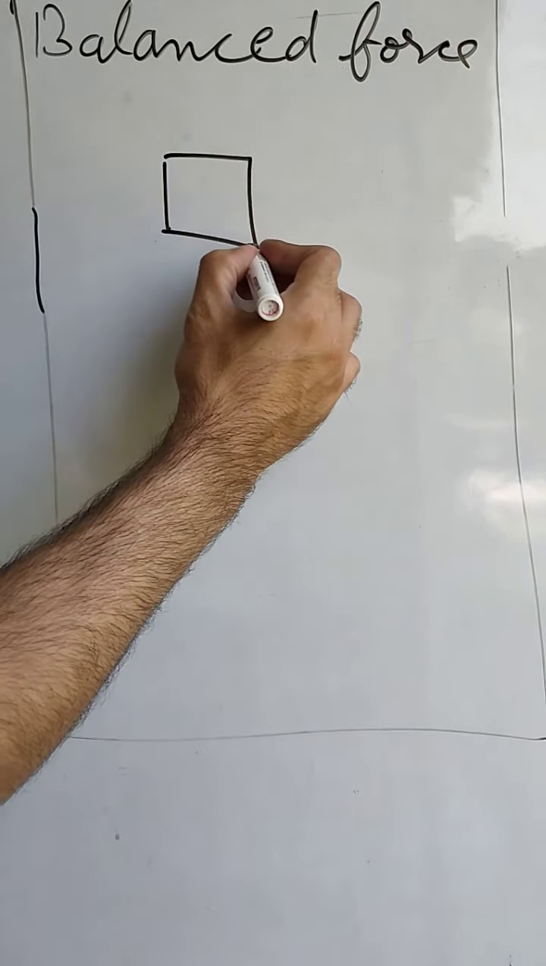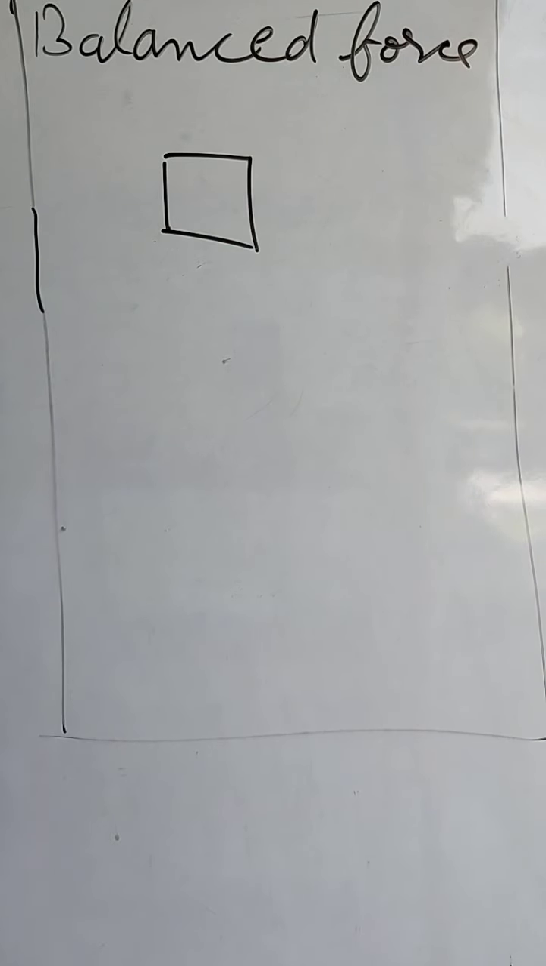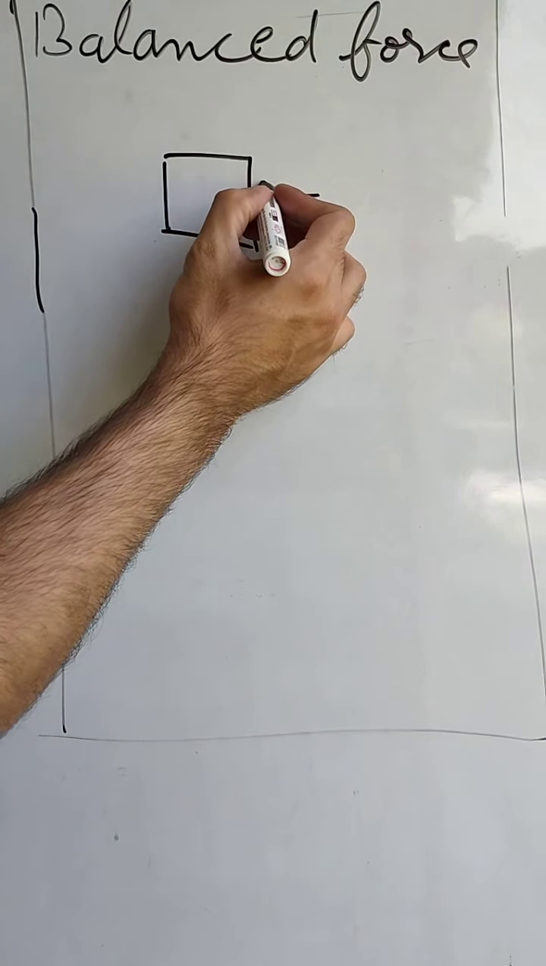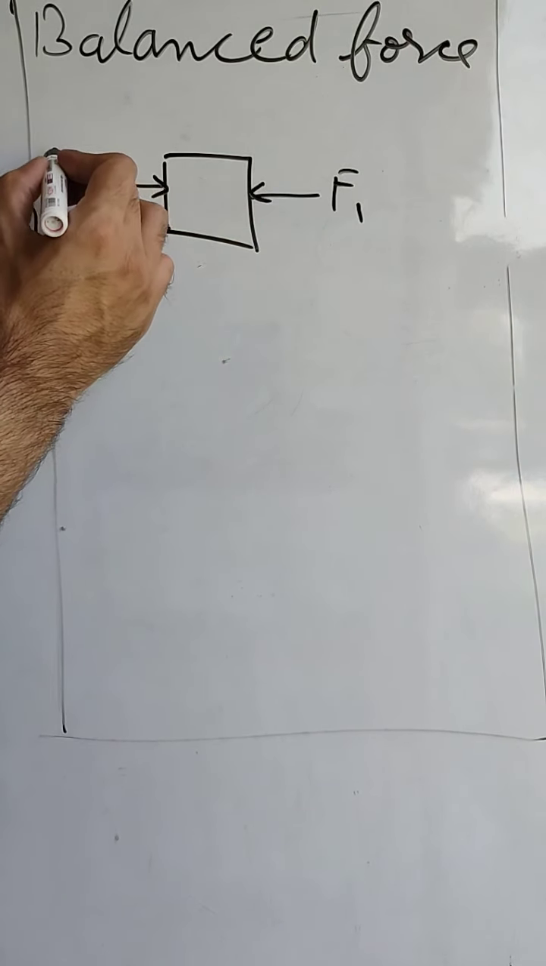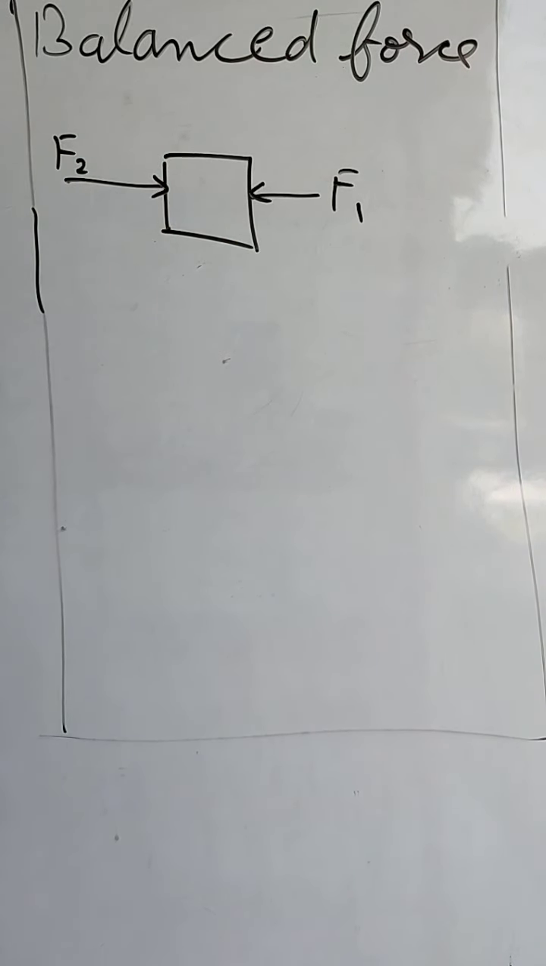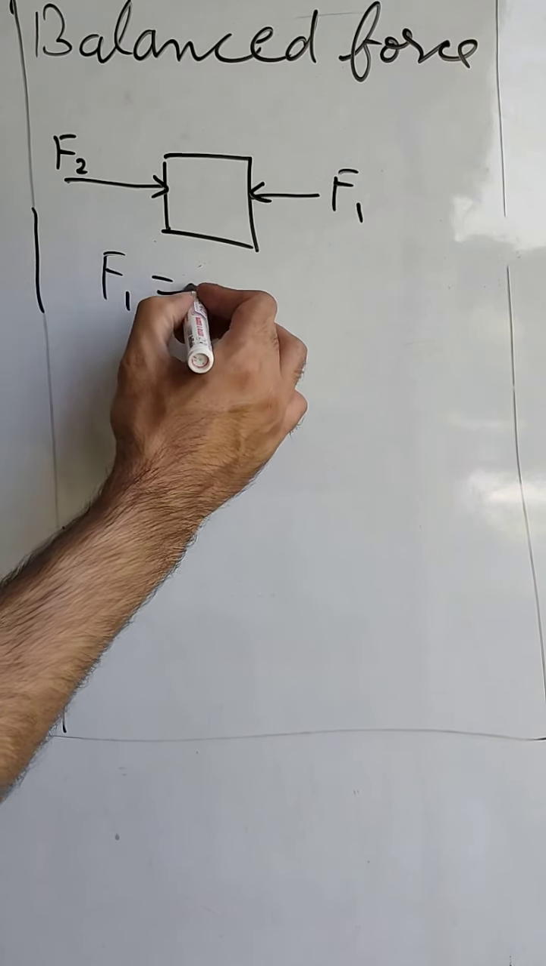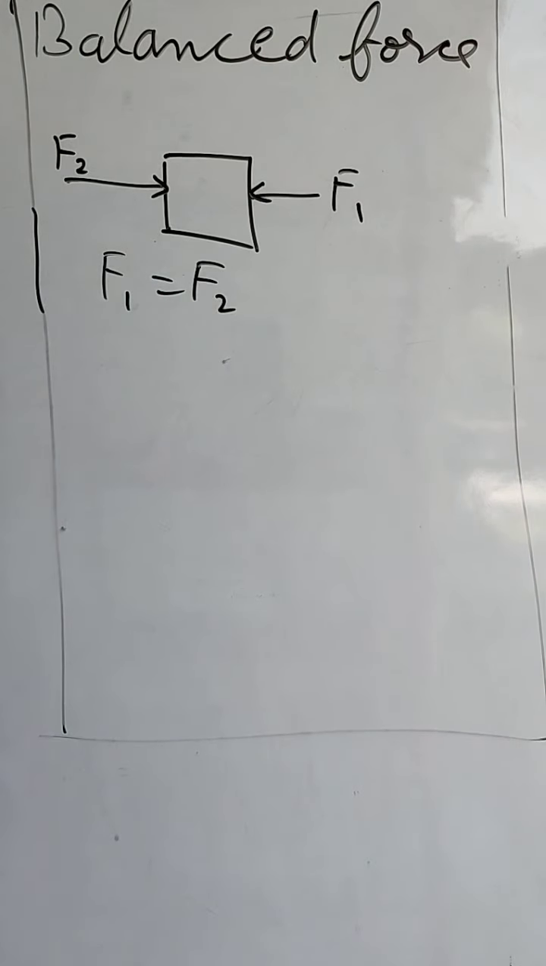Suppose there is a box, and there are two forces applied on this box. One in this direction, let us say it is force F1, and another force in this direction, force F2. Now we can see that the directions of F1 and F2 are opposite to each other. What if forces F1 and F2 are equal in magnitude? What will happen to the box? Will the box move or will it stay at rest?